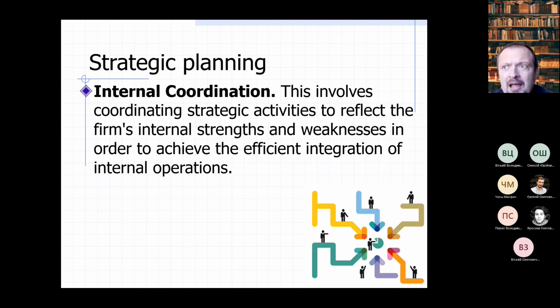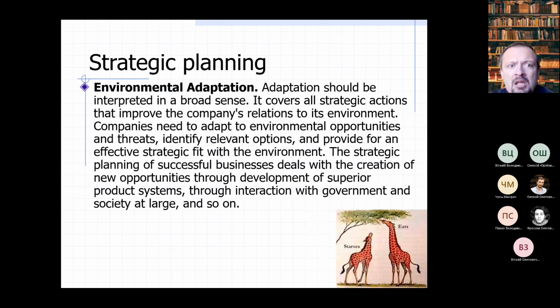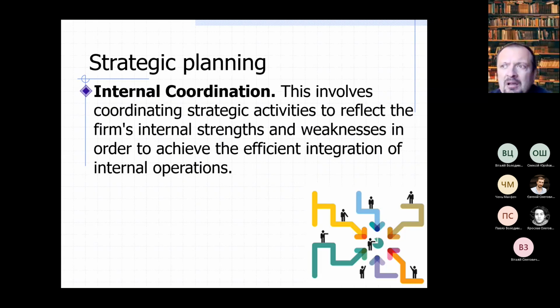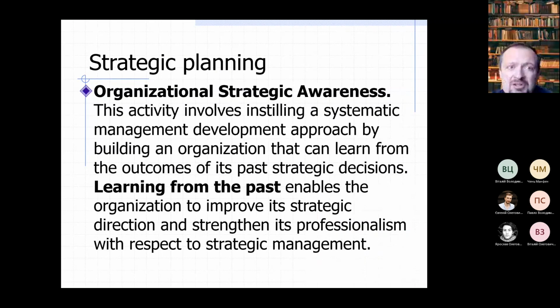Internal coordination. Having understood our resources and the problems, and not only the problems but also the situation in the external environment, it is possible to adapt our internal environment to changes in the external environment, keeping in mind all our resources. And having done all the three previous stages, it is possible to use the last activity, organizational strategic awareness.